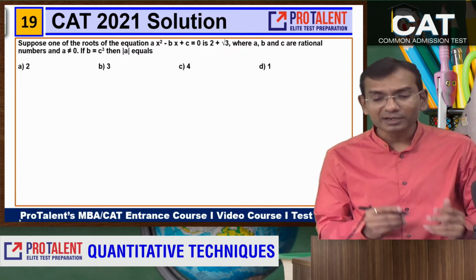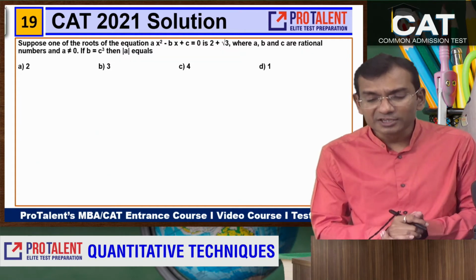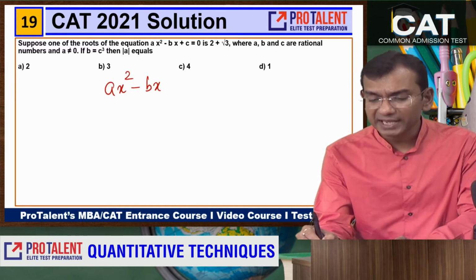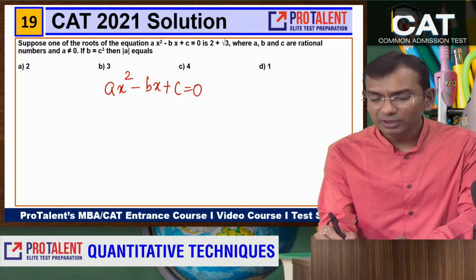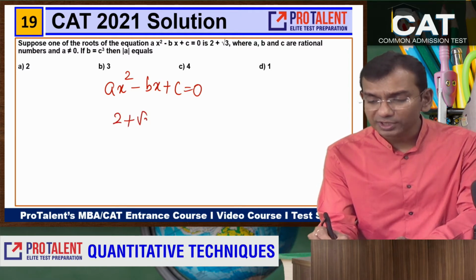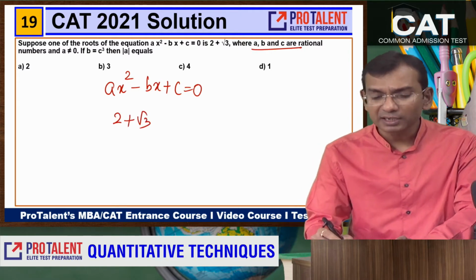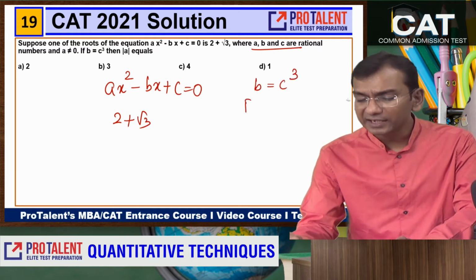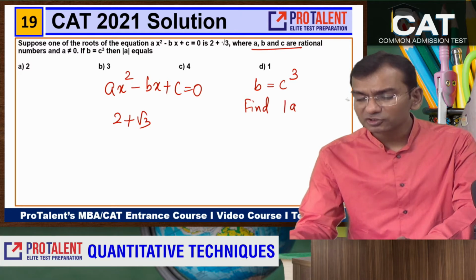ठीक है, coming to number 19, very interesting question. Suppose the roots of an equation ax square minus bx plus c is equal to 0. The root is 2 plus root 3, where a, b, c are rational numbers, a is not equal to 0 and b is equal to c cube. Find what is modulus of a.